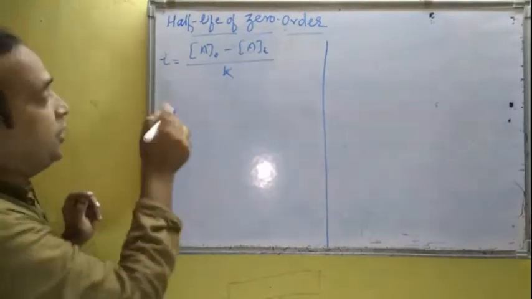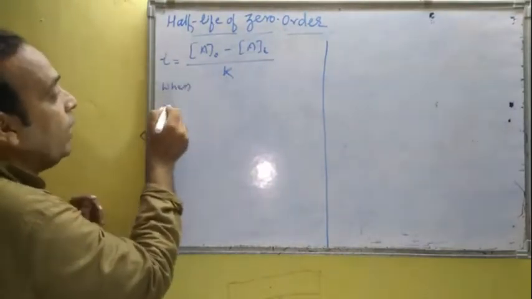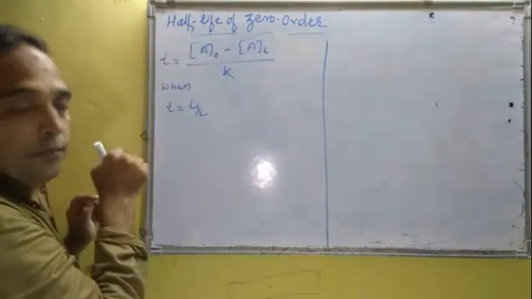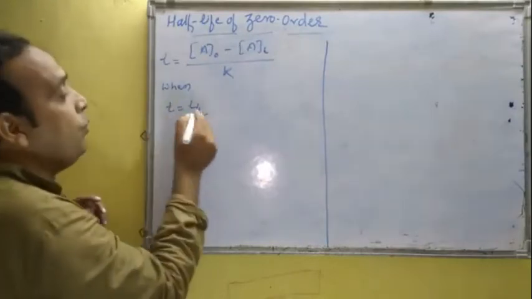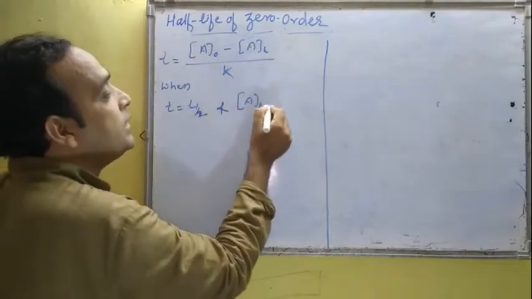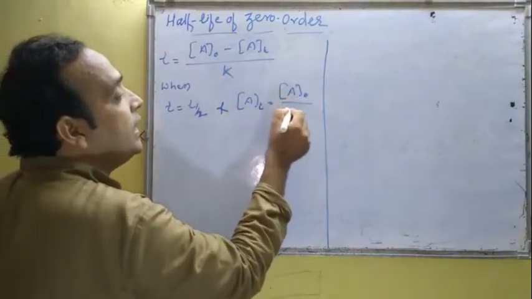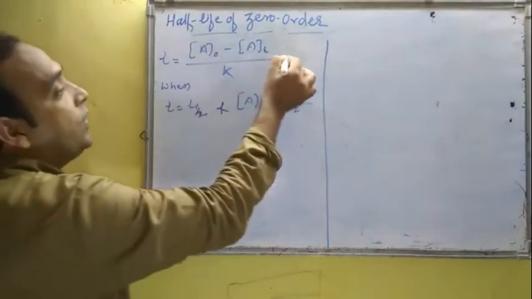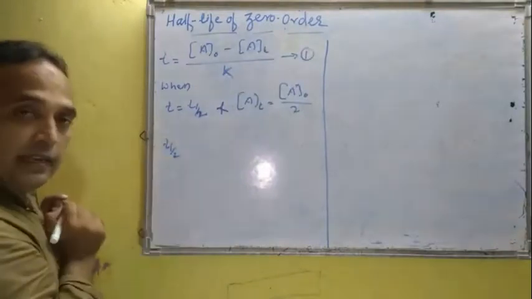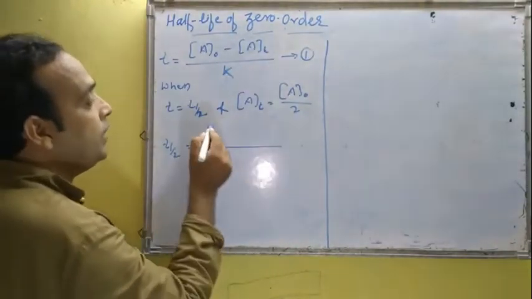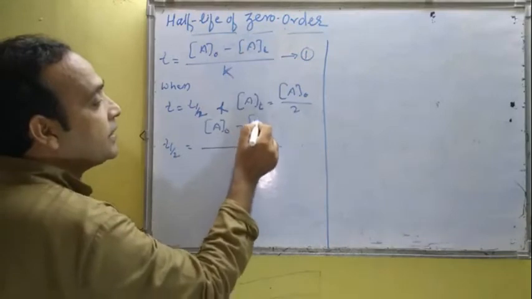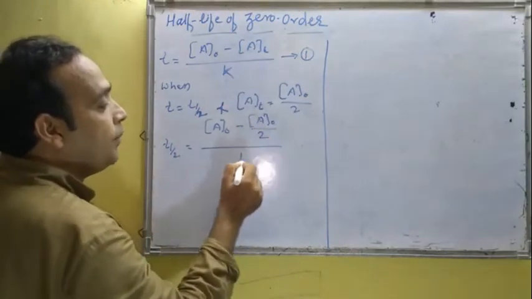Now put the condition when t is equal to t half. हम लोग हाफ लाइफ पीरियड फाइंड आउट कर रहे हैं. So t becomes t half, and when t becomes t half, then At becomes A0 by 2, half of the initial. Substitute these values in equation number 1. So we can write here, instead of t, write t half is equal to A0 minus, instead of At, write the condition A0 by 2 upon K.